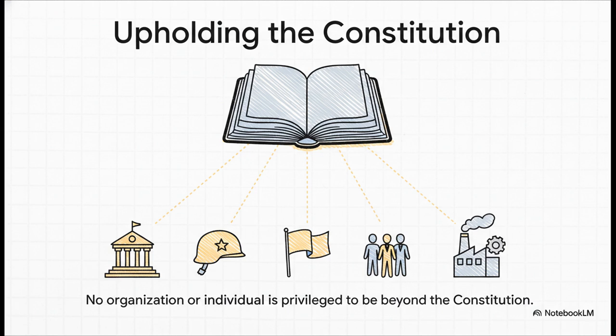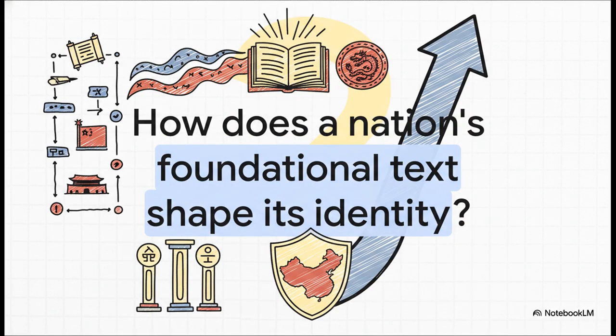But the real kicker is that last line. No organization or individual is privileged to be beyond the Constitution. No exceptions. So, in the end, this document is so much more than just a legal text. By writing a specific history, a specific ideology, and a specific power structure into law, it provides the state's own official answer to the question of its identity. It's not just a rule book, it's the nation's authorized autobiography. So the real question is, what does it mean when a country's story and its laws are one and the same?